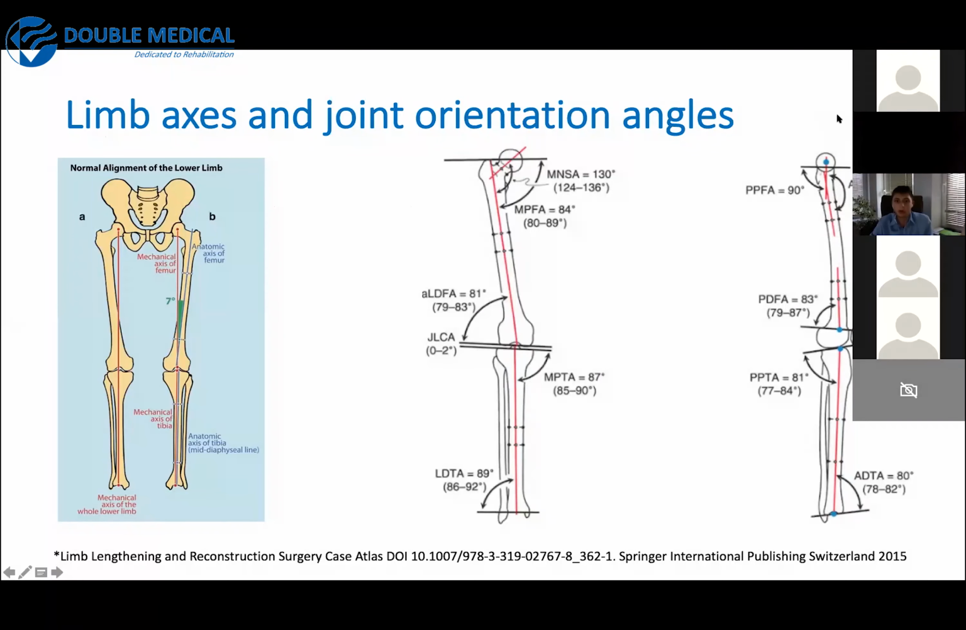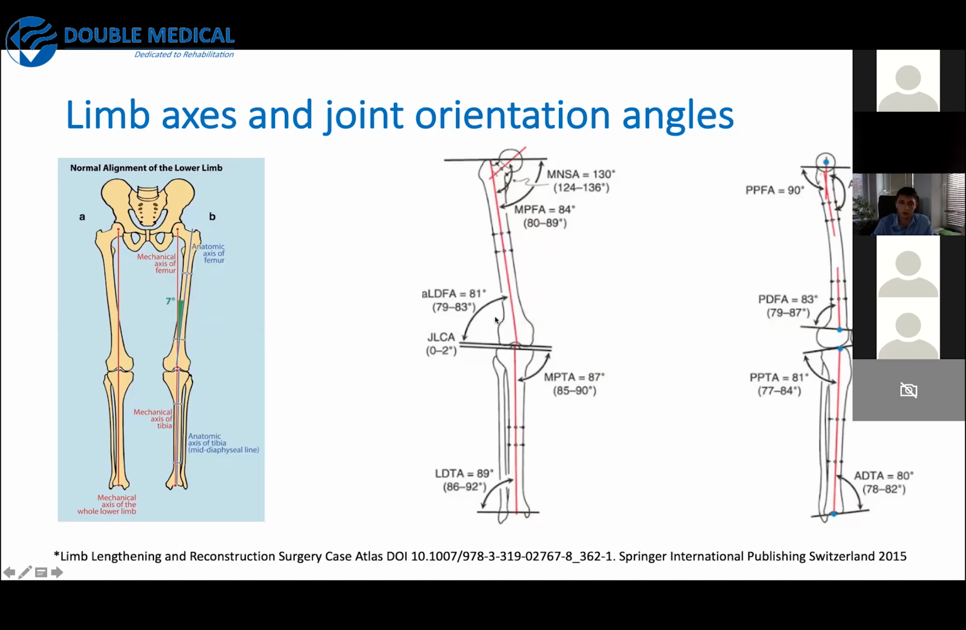First of all, let's recall again the limb axis and joint orientation angles. It is one of the most important concepts of limb alignment. We know that the lower limb has a mechanical and an anatomic axis, and the mechanical axis should go from the center of the hip to the center of the ankle joint, and it should go through the center of the knee.